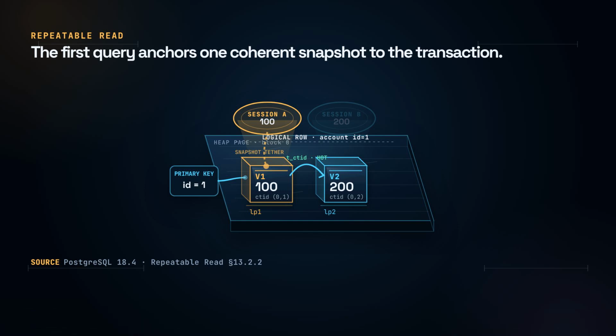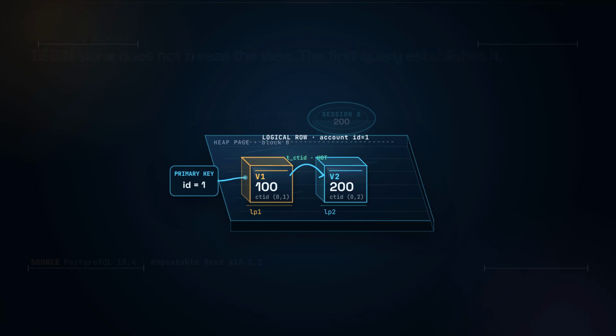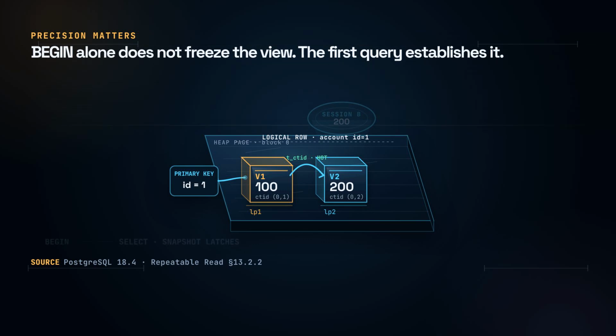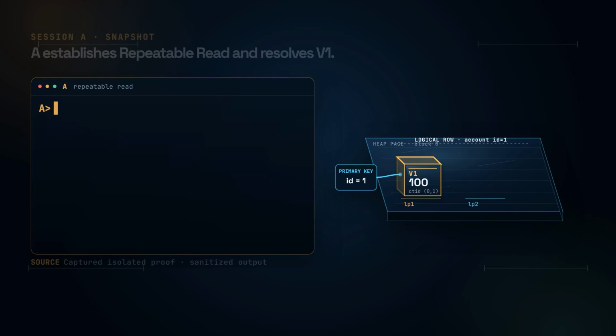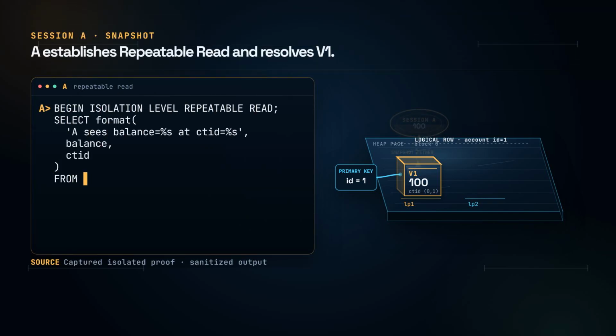Repeatable read behaves differently. Its snapshot is established by the first query or data-changing statement, not merely by typing begin. Later selects in that transaction keep the same view, even after another transaction commits. That is why Session A can continue seeing 100, while Session B sees 200. Repeatable read gives a stable view, but an updating transaction can still receive a serialization failure and must be prepared to retry. Let's prove the model against Postgres 18.4.